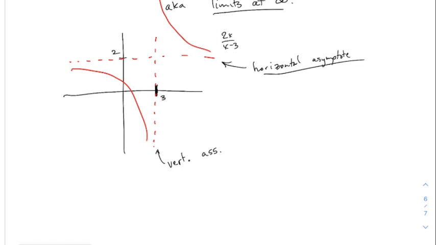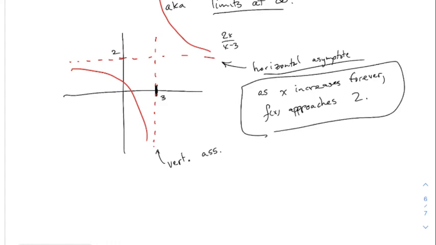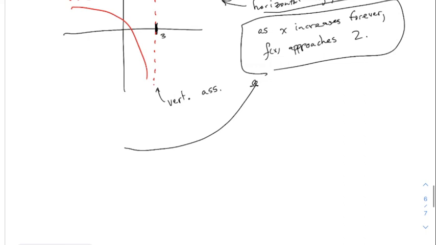So what is meant by horizontal asymptote? It means as x increases forever, f of x approaches 2. In this example, the y value approaches 2 when x goes off the page to the right. Another way of writing this, sorry, I'm sort of out of room, I'm going to come back down here.